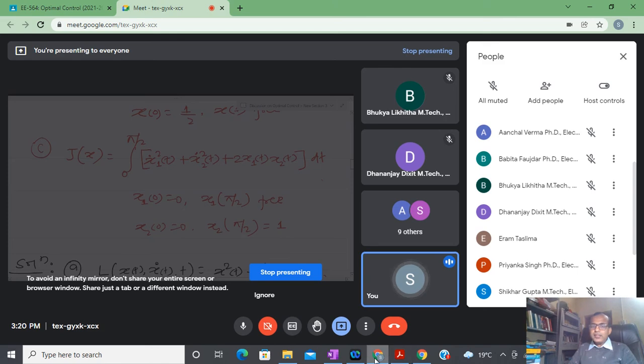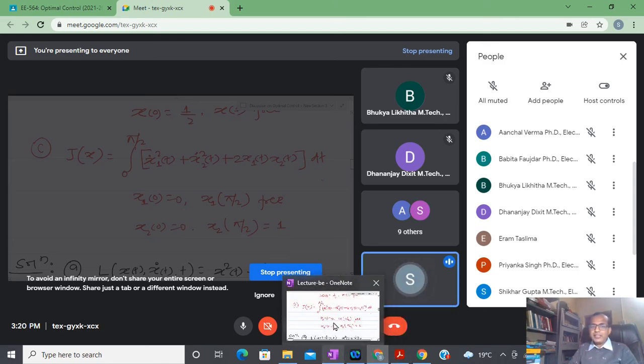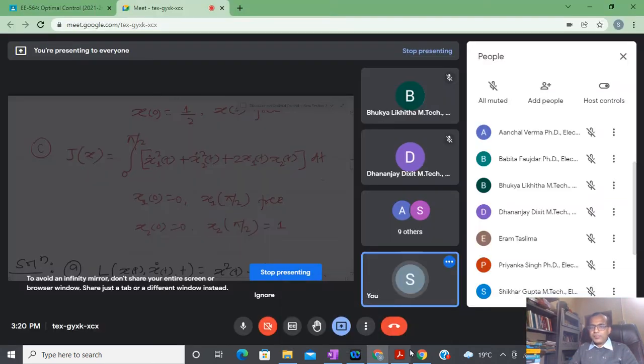And due to that reason, if you see the solution now, similar kinds of things are going to be reflected inside the solution. Okay, I'm going to open the solution.